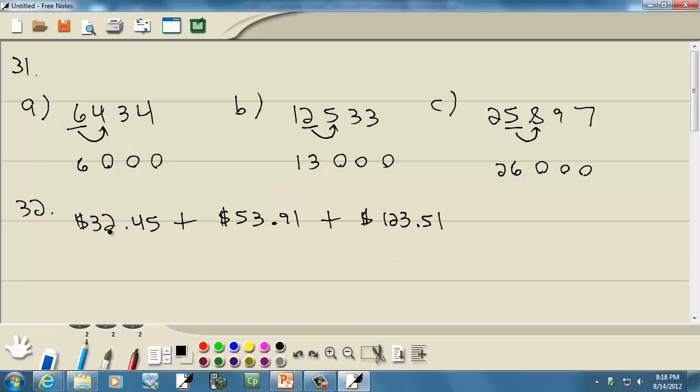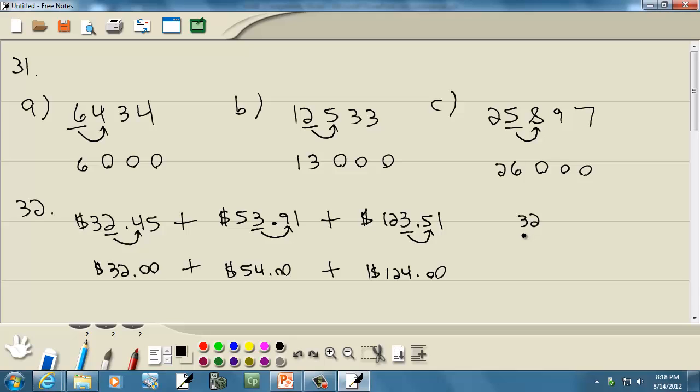Well, the dollar is right here. So I'm looking at this place. I look to the digit immediately to the right. It's less than 5, so I round down. So this just becomes 32. Now I could, if I wanted to, put the zeros here like that, but you don't have to. Again, I'm looking here and look at the digit immediately to the right. It's 5 or greater, so I'm going to round up. So that becomes $54. And here, I look at the digit immediately right, and it's 5 or greater, so I round up. So that'd be $124.